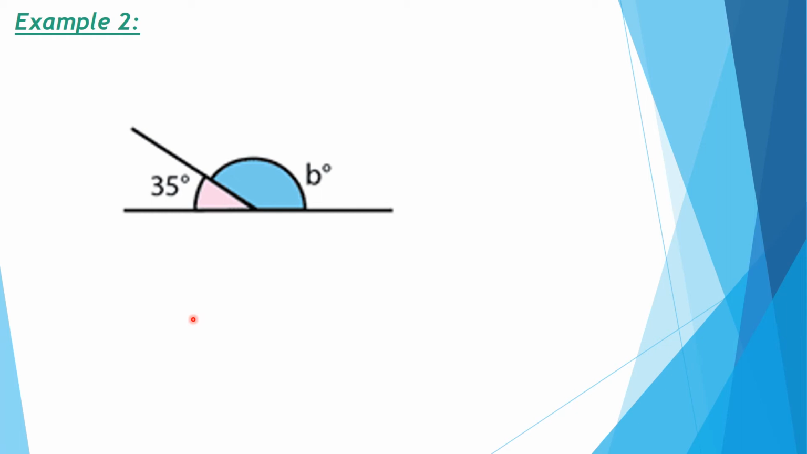We'll go to another example. Find the size of the angle B. Angle B and the angle which is marked in pink color are the angles formed on the straight line. Straight line means it's 180 degrees. So to find the size of B, we can subtract 35 degrees from 180 degrees. Then the size of the angle B is 145 degrees.